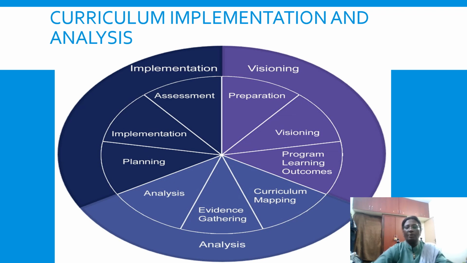This is a program outcome. Then curriculum mapping. This analysis part: analysis, evidence gathering and curriculum mapping. So in the analysis part, we are analyzing how much they learned and in what way they are learning. And evidence gathering: from which unit and which part they are collecting, and in what way they are gathering the information.